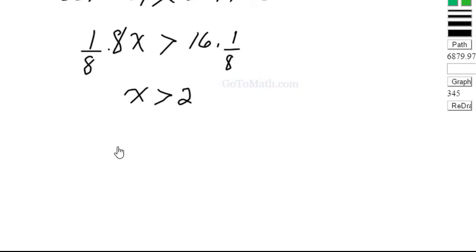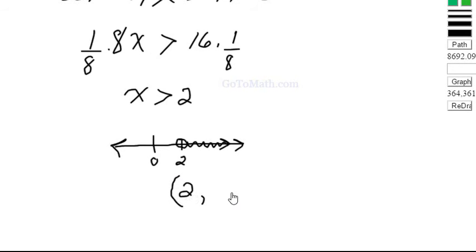So we go ahead and draw a number line. Let's put 0 here. We'll say 2 is here. We've got an open circle because we don't include 2, and everything greater than 2. And so let's do interval notation. We're going to go from 2 to infinity.